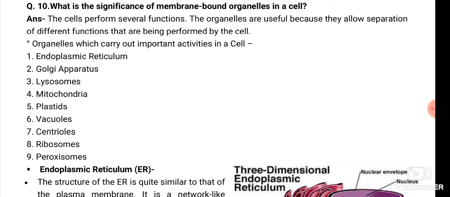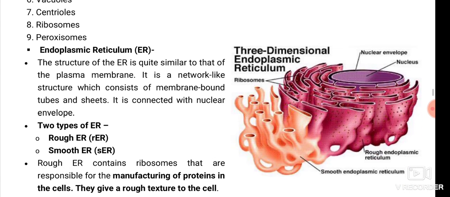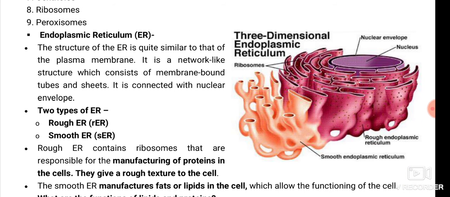The organelles which carry out the important activities of the cell are endoplasmic reticulum, Golgi bodies, lysosomes, mitochondria, plastids, vacuoles, centrioles, ribosomes, and peroxisomes. Let us discuss one by one. First is endoplasmic reticulum, generally called ER for short. The structure of the ER is quite similar to that of the plasma membrane. It is a network-like structure which consists of membrane-bound tubules and sheets, and it contains the nuclear envelope.